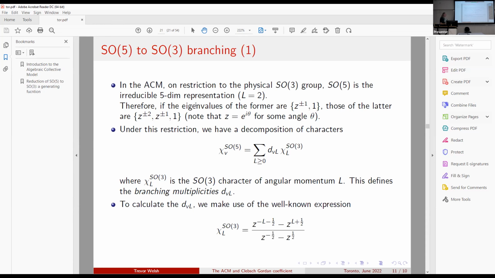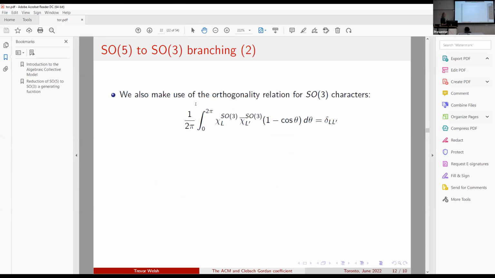To get access to them, we're going to make use of the well-known expression for the character of SO3 of angular momentum L. So it's that quotient, which is in effect the Weyl formula. So what happens on the next page?